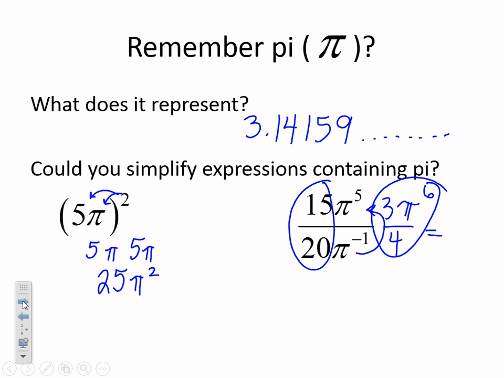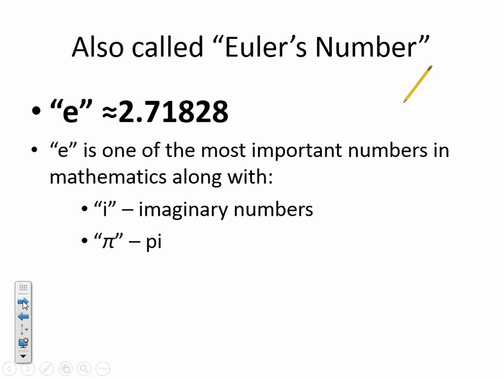So pi is just a letter, a Greek letter in this case, that represents a number. The same thing's going to happen with e. e is called Euler's number. e is approximately 2.71828, but for our case, we're going to think about it as 2.71. Now, it is one of the most important numbers in math, along with i and pi. It's something that you see quite often.